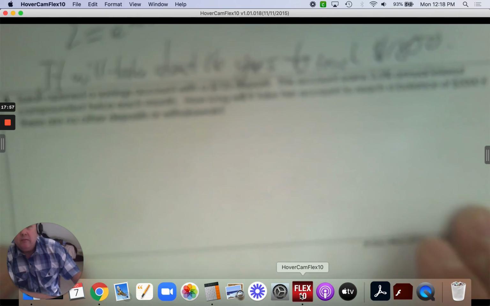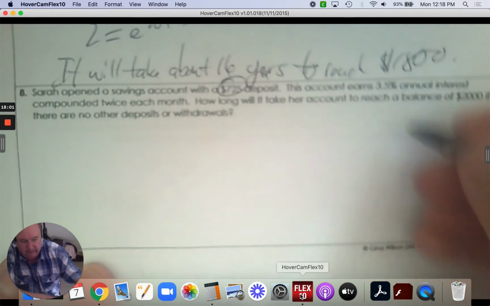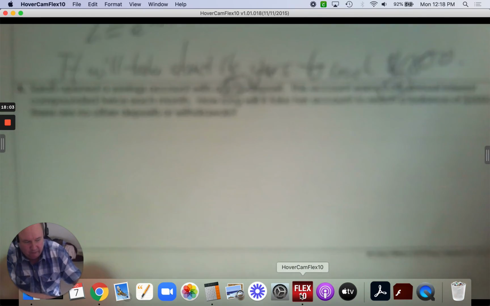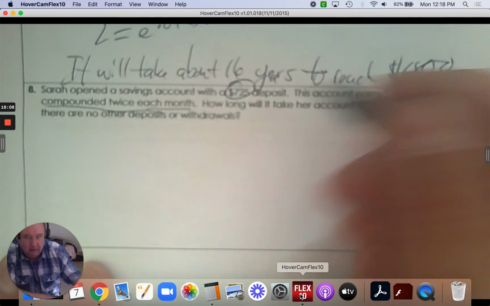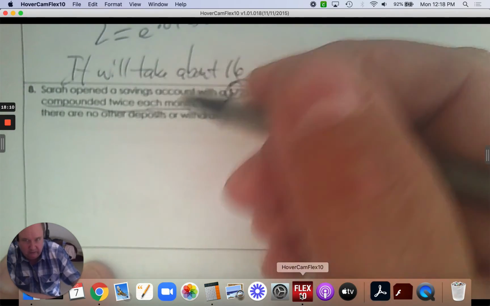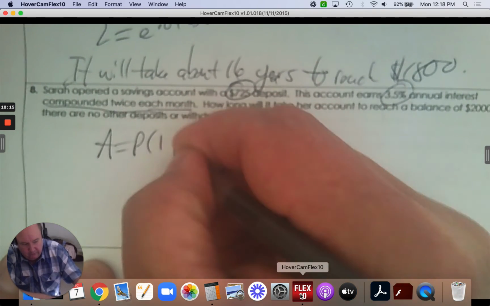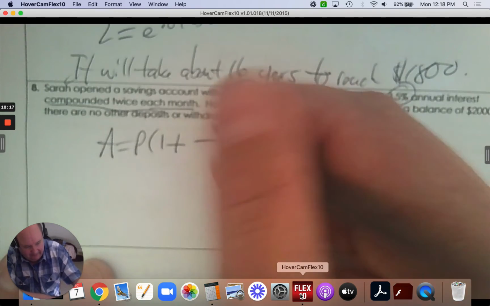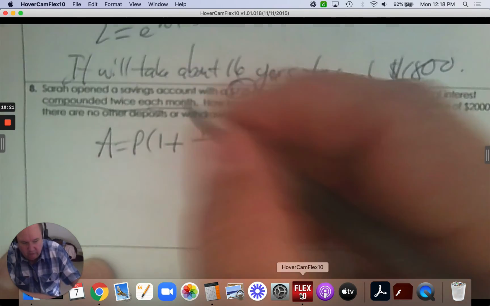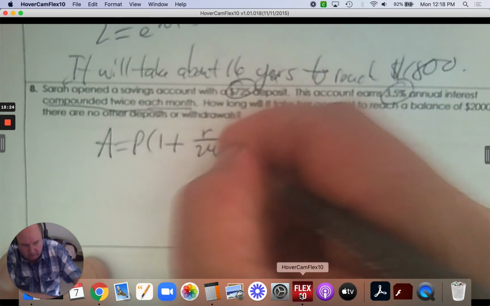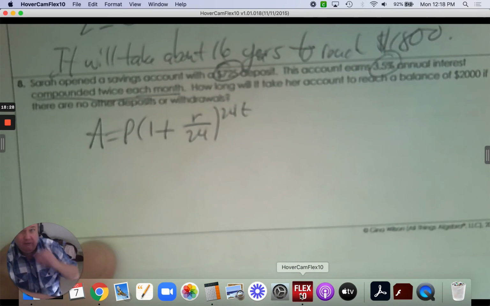Okay, last one. Sarah opened a savings account, $725. The account earns 3.5%, compounded twice each month. So that gives me the model. So if it's compounding twice each month, this is what the model looks like. So it's P parentheses 1 plus the interest rate. Now, twice each month per year, 12 months times 2, that'd be 24 times a year. So that's what the model looks like if it's twice each month.